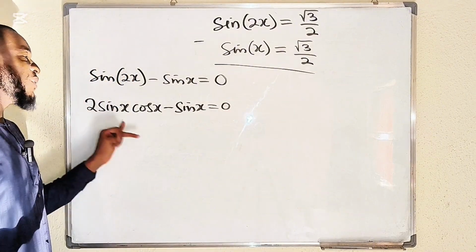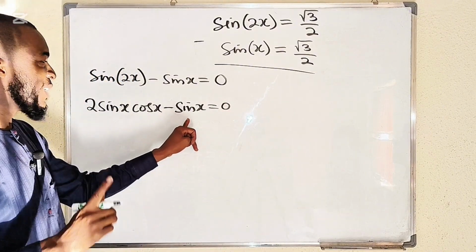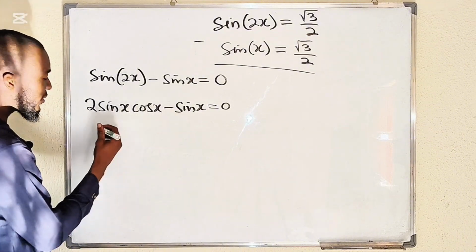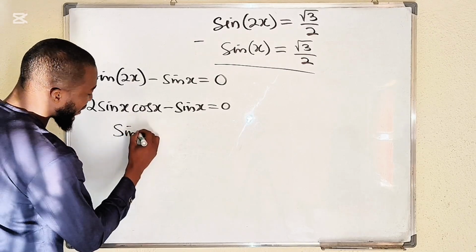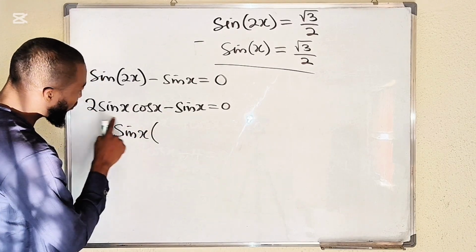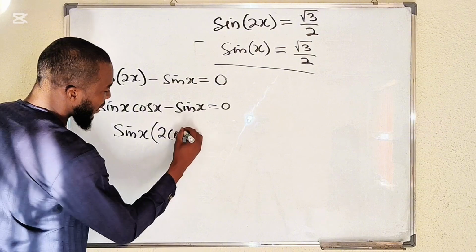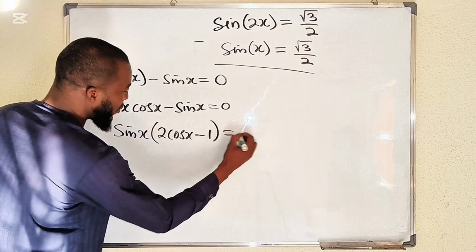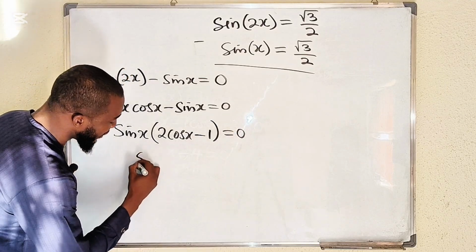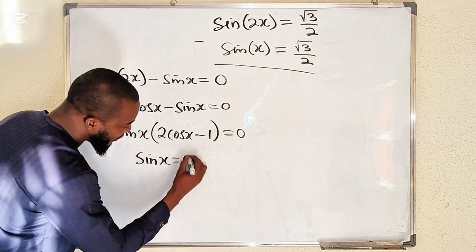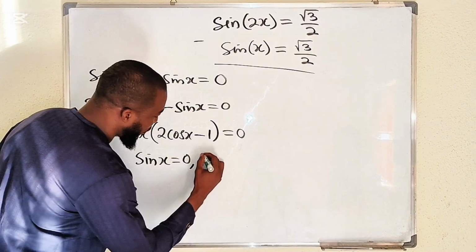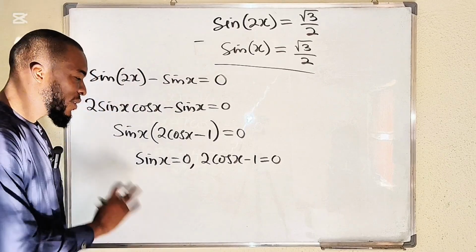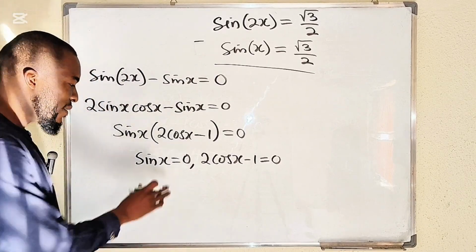Please do not divide every single term by sine x. Do not do that because you don't know whether sine x is equal to 0. Instead, factor out sine x. So sine x outside, inside we have 2 cos x minus 1 equal to 0. Which implies that either sine x equal to 0, or 2 cos x minus 1 is equal to 0. So these are the two equations we are going to solve separately. Let's start with this first one.